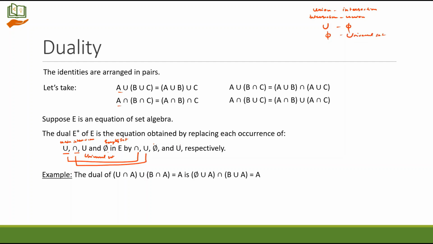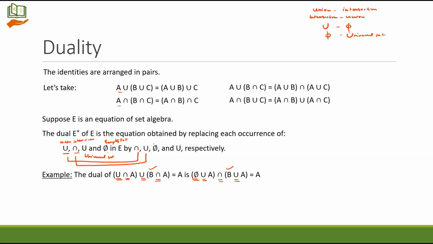Let's see the example. The dual of universal set intersection A equals A, and A union B intersection A equals A. How do you find the dual? You have to change the universal set to empty set, intersection to union. This A will stay as it is. This union will convert to intersection. This intersection will convert to union. Both these equations will give A only as the answer.